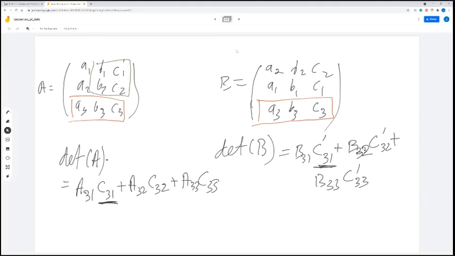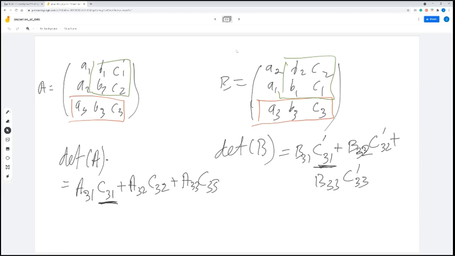And what is C31 prime? It's this minor here. And you see that these two minors are the same, except that the rows are switched. Right? So this means that these cofactors will have opposite signs. And similarly for the remaining cofactors.